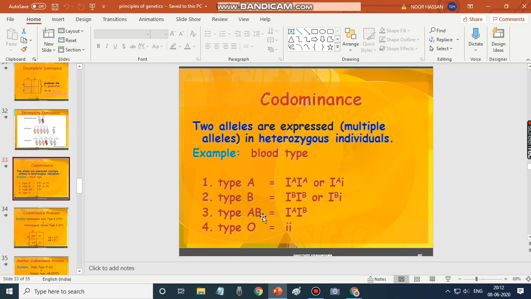And for A and B, capital I A, capital I B controls the AB blood group. And type O is small i O, small i O. It is what is given here in your book also, and I am reading it. There are four blood groups available in humans: A, B, AB and O. The alleles IA for A group and IB for B blood group are both dominant. Therefore a person with alleles IA and IB has the blood group AB.